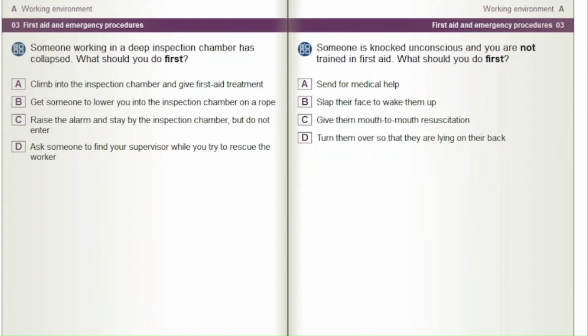Someone working in a deep inspection chamber has collapsed. What should you do first? Climb into the inspection chamber and give first aid treatment. Get someone to lower you into the inspection chamber on a rope. Raise the alarm and stay by the inspection chamber, but do not enter. Ask someone to find your supervisor while you try to rescue the worker.